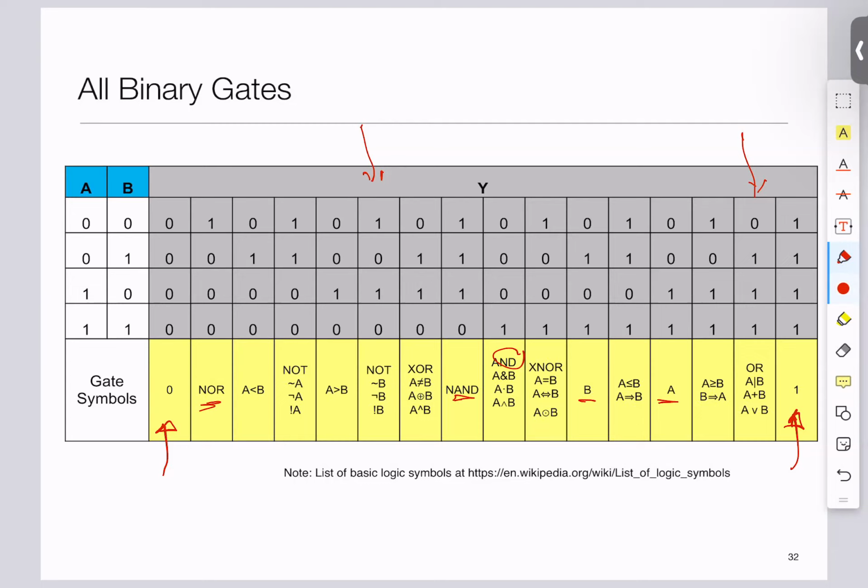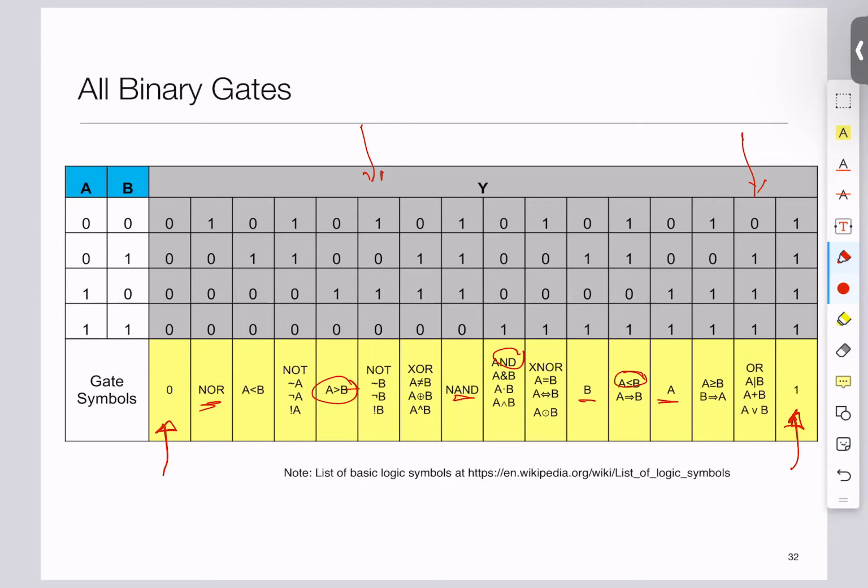There are some others which we didn't give a name, like A less than or equal to B, A greater than B. So you can always express them in some mathematical equation, but they may not have a common name like AND, NAND. The common names that we use are AND, NAND, OR, NOR, NOT, XOR, XNOR.